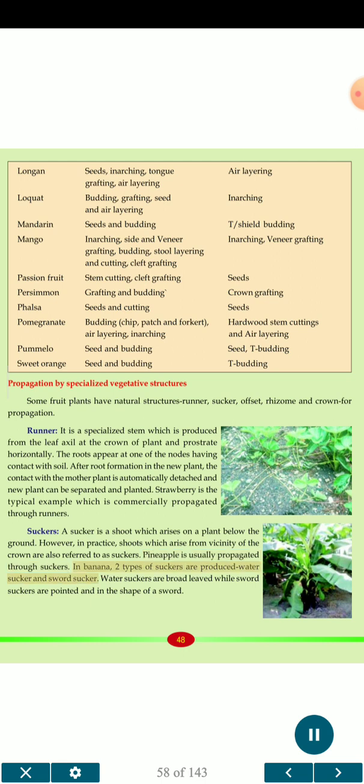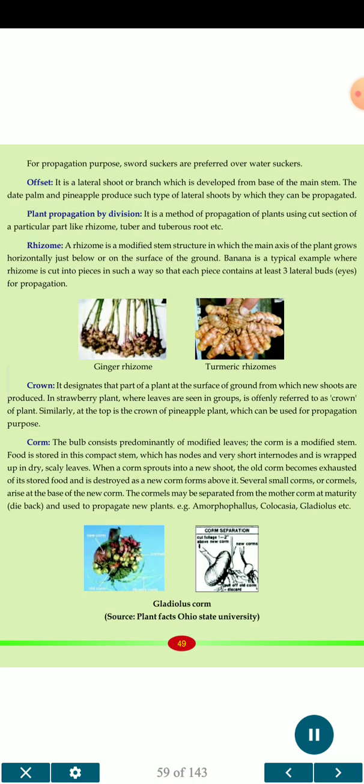In banana, two types of suckers are produced: water sucker and sword sucker. Water suckers are broad-leaved while sword suckers are pointed and in the shape of a sword. 49. For propagation purpose, sword suckers are preferred over water suckers. Offset: it is a lateral shoot or branch which is developed from the base of the main stem. The date palm and pineapple produce such lateral shoots by which they can be propagated.